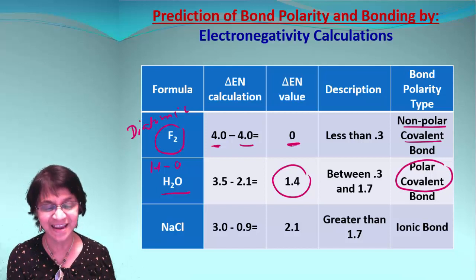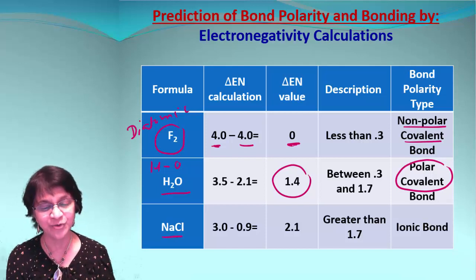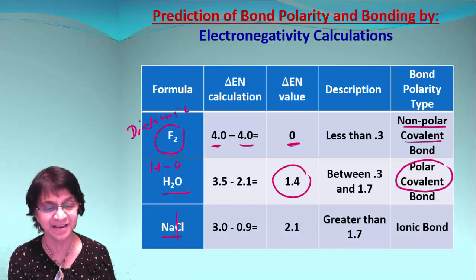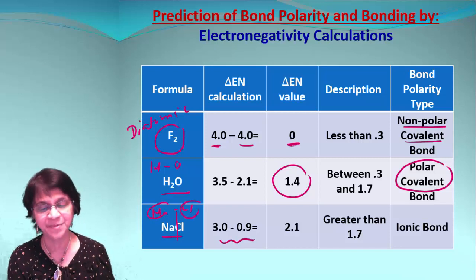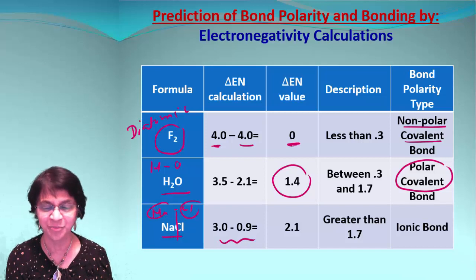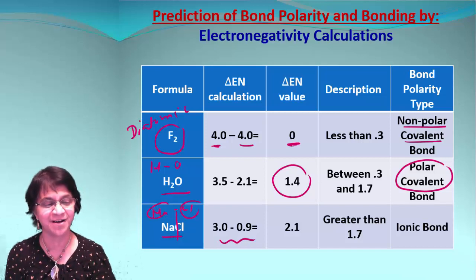And then this is NaCl. So we get the values for sodium and Cl. Think about these two values. And then when we subtract those, we get 2.1, which is higher than 1.7. So that makes it an ionic bond.